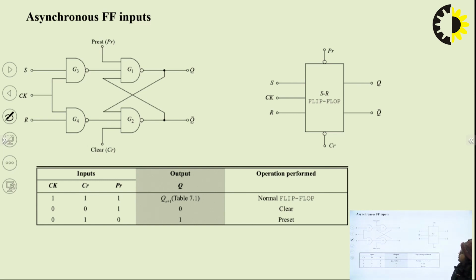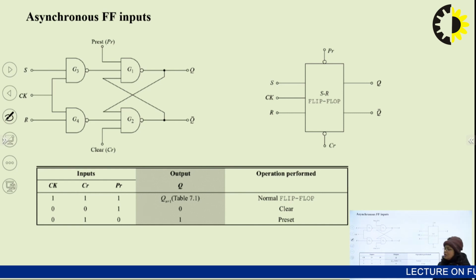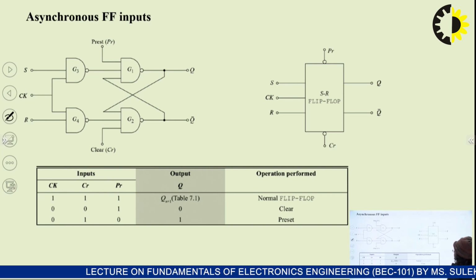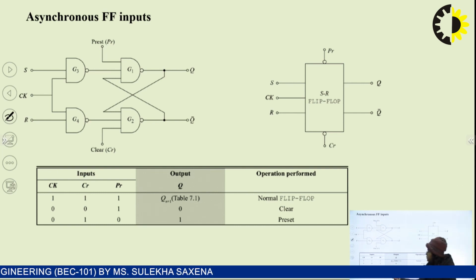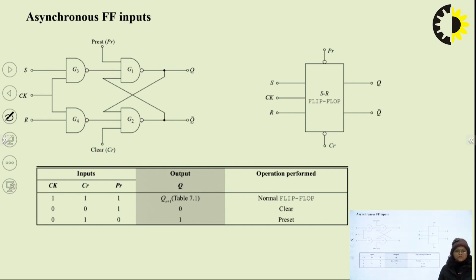Now what is asynchronous flip-flop? There are two more inputs we can use, that is preset and clear. If preset is 0, output is set to 1, and if clear is 0, output is cleared to 0. So these two are used in asynchronous flip-flops. So if clock is 1, clear is 1, preset is 1, then it works as a normal flip-flop. When clear is 0, output is cleared, and when preset is 0, output is set. This is the operation of asynchronous flip-flop.